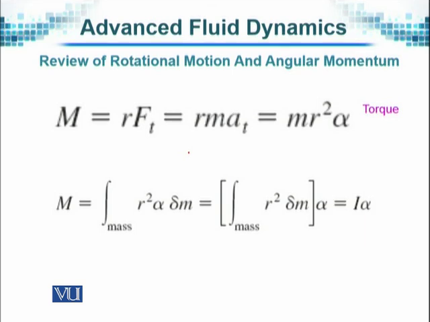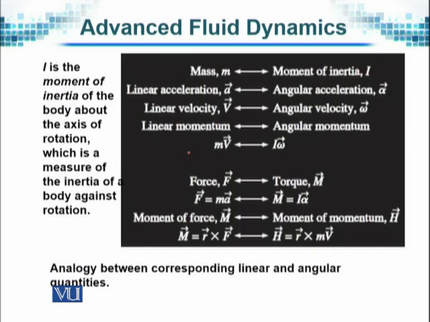M is equal to R F_t, and that is in turn equal to R m a_t, which is m R squared into alpha, and M is equal to the integral of R squared alpha into delta m, where m is a small mass. This can be written as I into alpha, where I is the standard notation for the moment of inertia of the body. If we compare the analogy between the linear and the angular motion, we see here that mass corresponds to moment of inertia I.